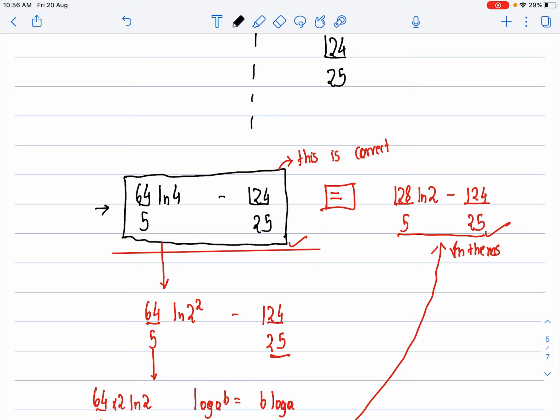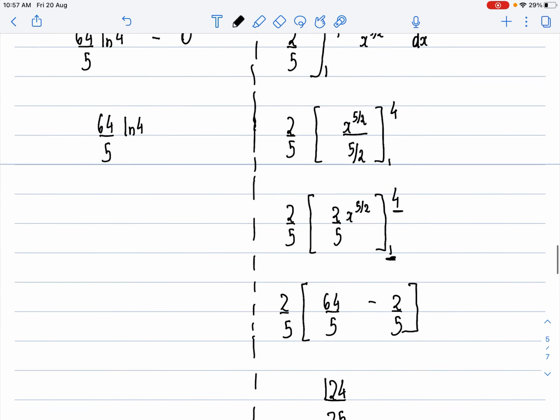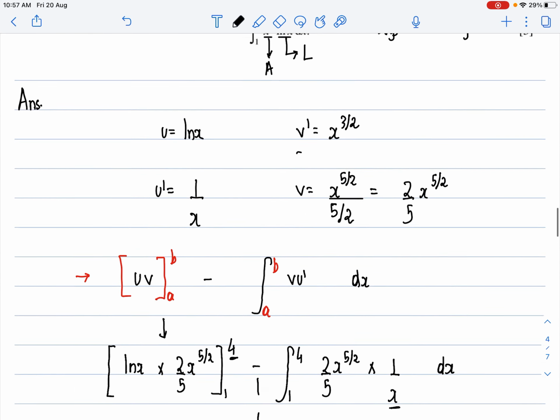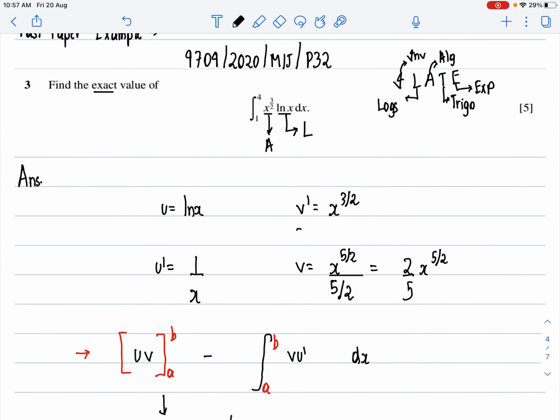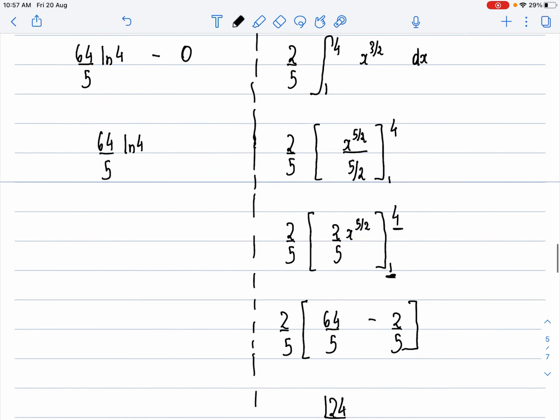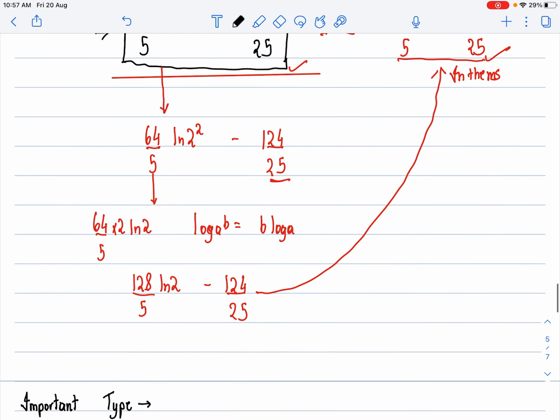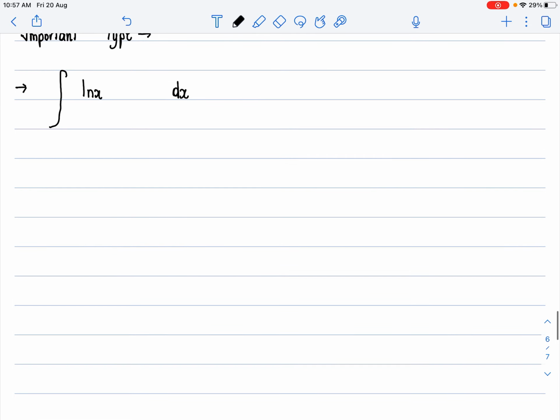Correct? Got it? Simple. But the main thing to understand here is basically the concept: what to take as your u, what to take as your v dash, and then your formula. Correct? So now we'll do one very important type of question.